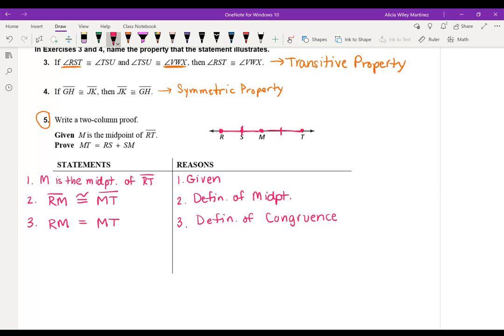Okay, and again, I want equals because of the equal sign in the proof statement. If I had a congruency sign in my proof statement, I probably wouldn't have done step 3. So I'm going to go to step 4.